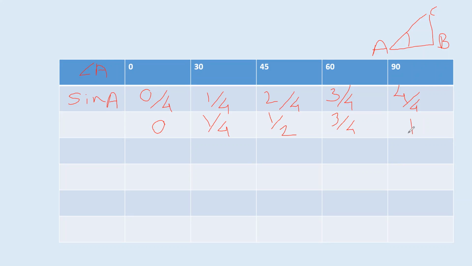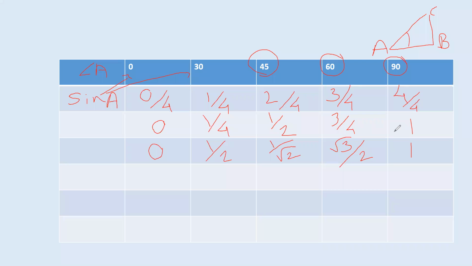The root of 0 is 0. Here it is 1 by 4, the root is 1 by 2. The root of 1 by 2 is 1 as it is, root of 2 is root 2. Here it will be root 3 divided by the root of 4, which is 2, and the 1 will be as it is. So always keep in mind how to read it. Sine 0 is equal to 0, sine 30 is equal to half, sine 45 is equal to 1 by root 2, sine 60 is equal to root 3 by 2, and sine 90 is equal to 1.